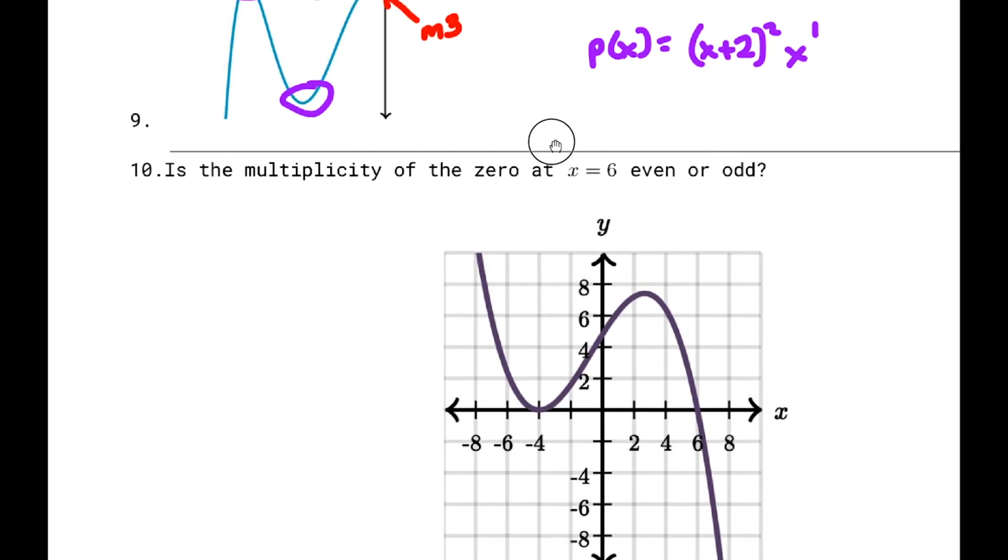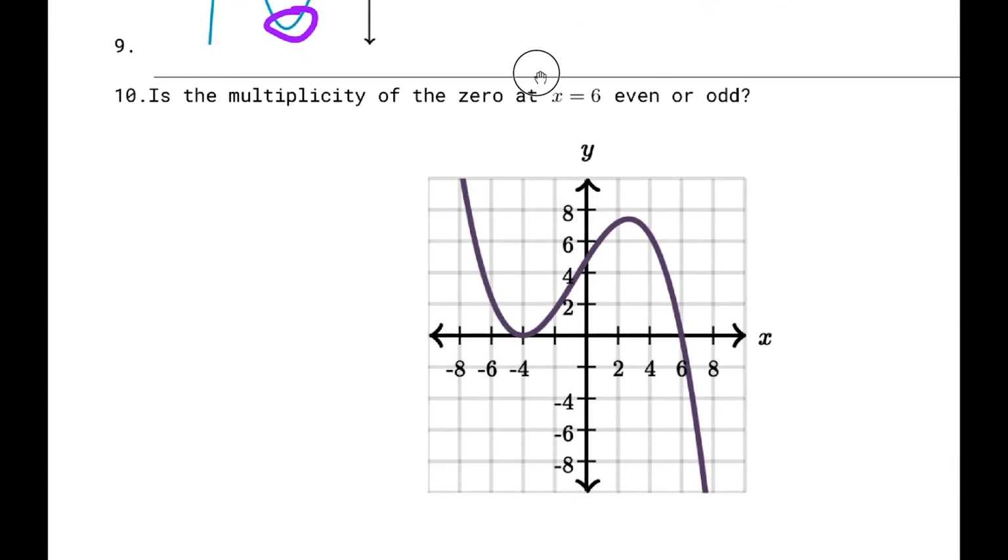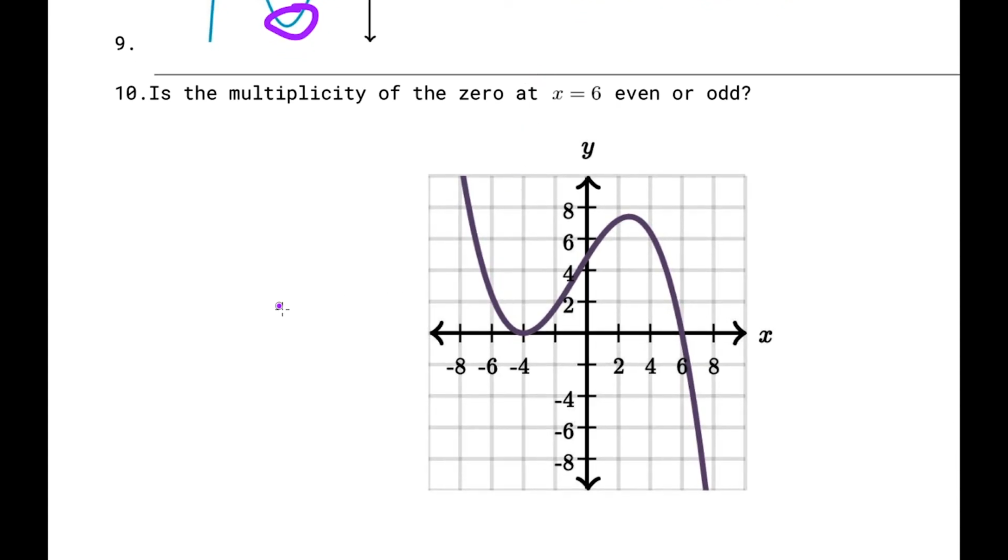And this last one here, it says, is the multiplicity of 0 at x equals 6 even or odd? Okay, well here's x equals 6 right here, and it crosses through it, so that tells you right away that it's odd. Anytime it crosses through it, it's going to be odd. Okay, anytime it bounces, like at x equals -4, that's going to be even. Okay, but for this one, it is going to be an odd multiplicity on that. Okay, this one would be even.